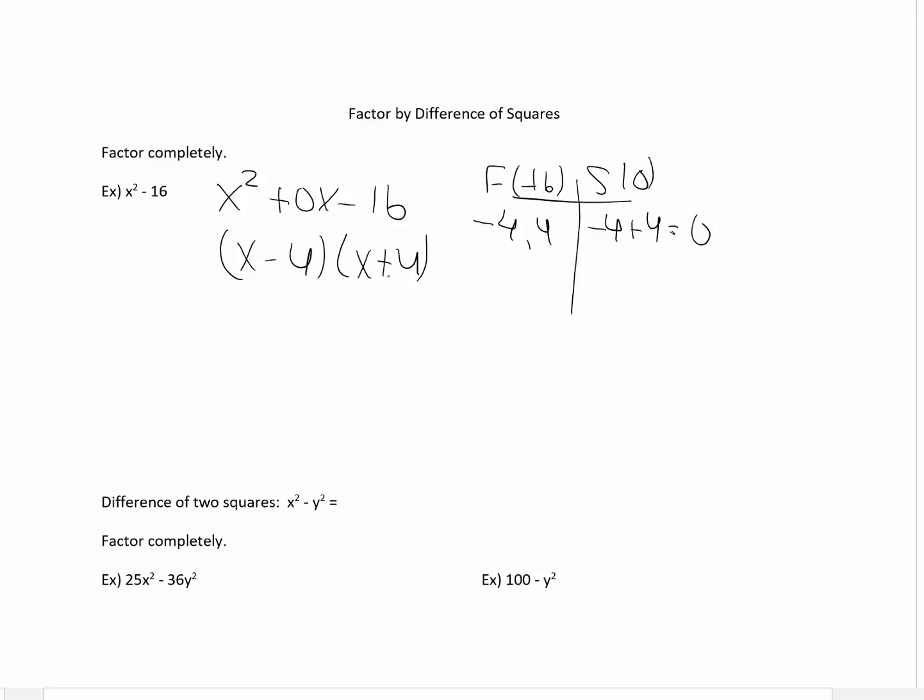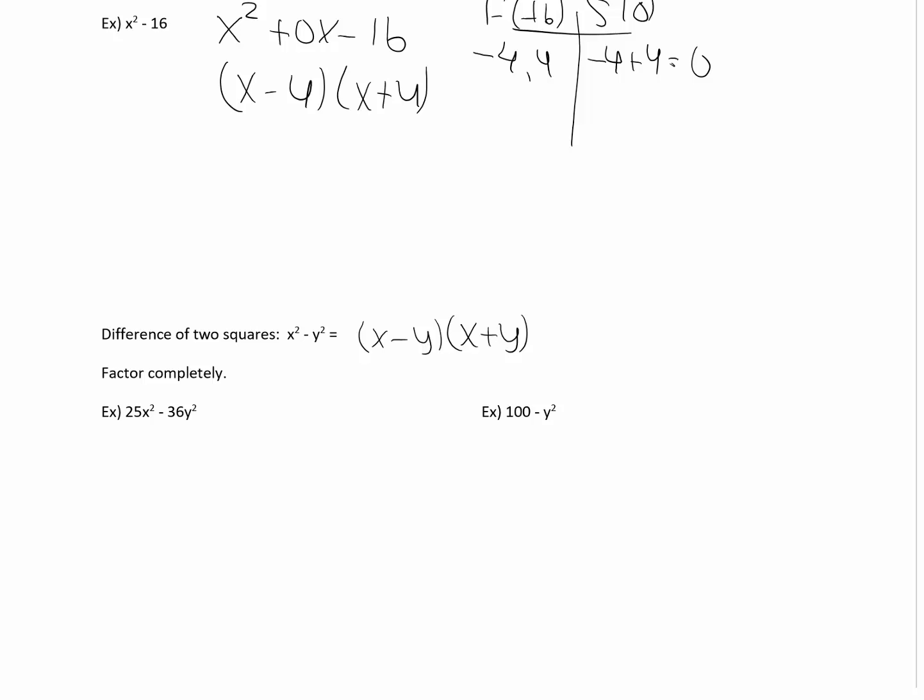Notice the factors are exactly the same except one is positive and the other one is negative. So this is the idea of difference of squares. If I give you a binomial, x squared minus y squared, well, that factors down to x minus y times x plus y. Okay, so let's take a look at a couple of these examples then.